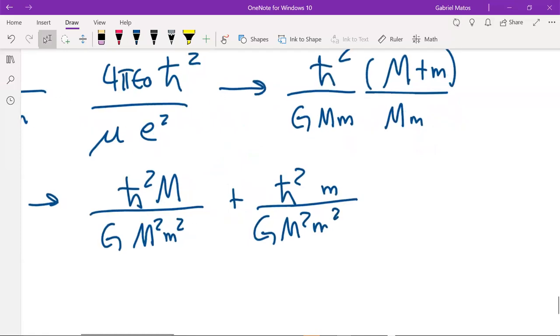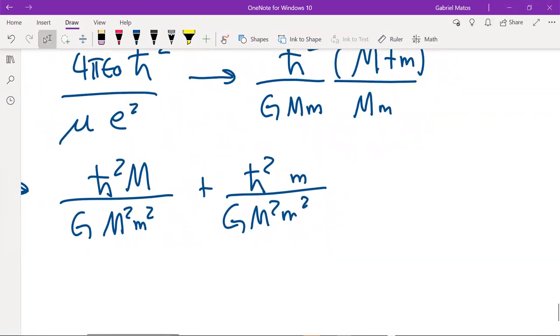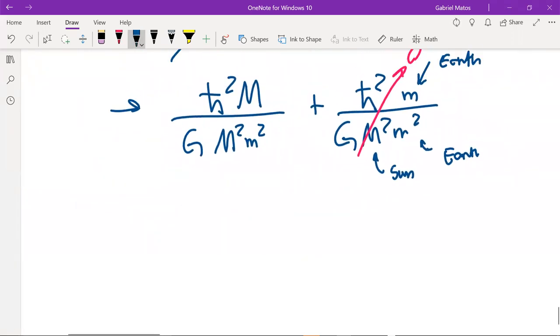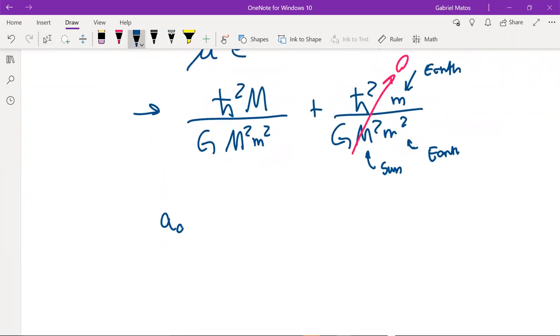Now the thing to keep in mind is that this mass here is the mass of the Earth. This is the mass of the Sun squared. This is also the mass of the Earth squared. And we have h bar squared here, which is minuscule, up on top. So this thing is very, very small compared to this thing, by orders of magnitude. So we can just do the good old set it to zero. And so basically what you get is that the Bohr radius for this system is this.